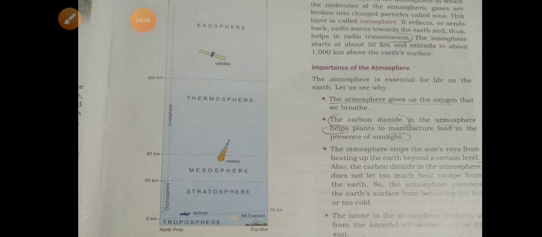And we discussed the importance of atmosphere. What are the important features of atmosphere? How does it help us? It gives us oxygen. It gives carbon dioxide. With the help of carbon dioxide, plants manufacture food.